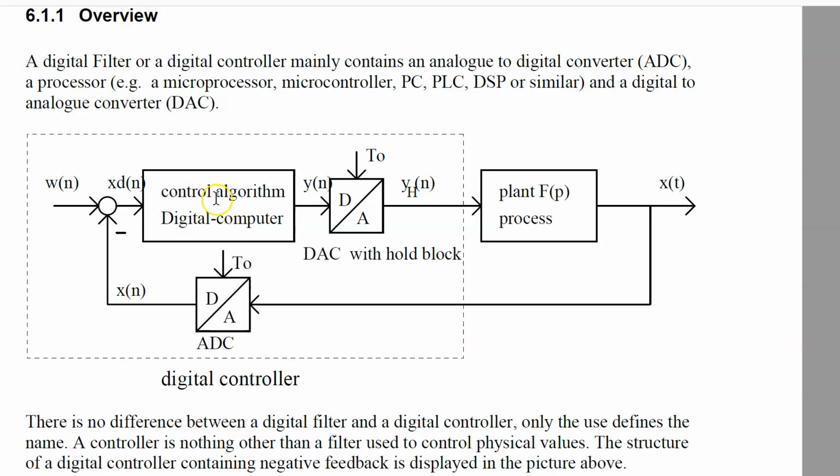But that is not all, you also need two modules to connect the digital system with the analog system. For this you need a DAC, a digital to analog converter, including, of course, a hold block. This is no problem. And an analog to digital converter to read the measured process output values into your system.